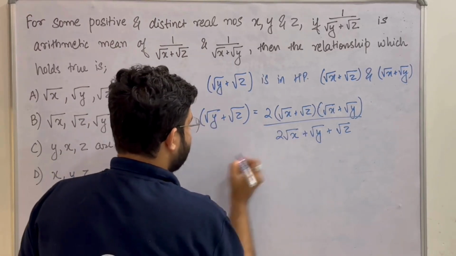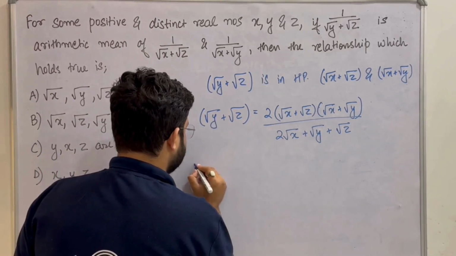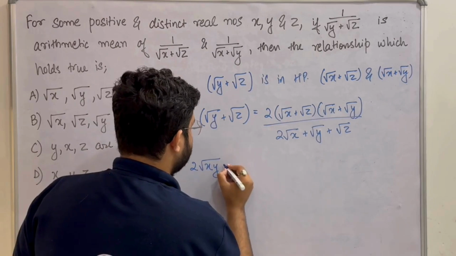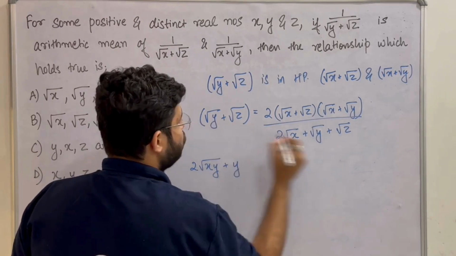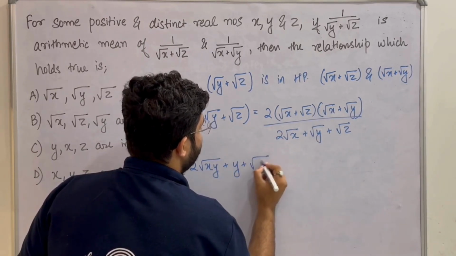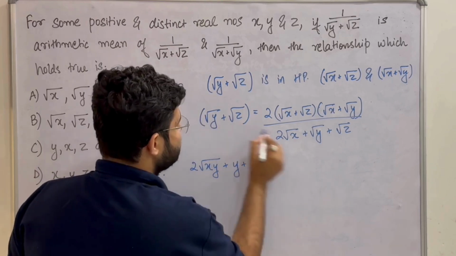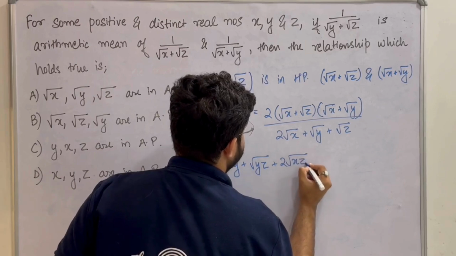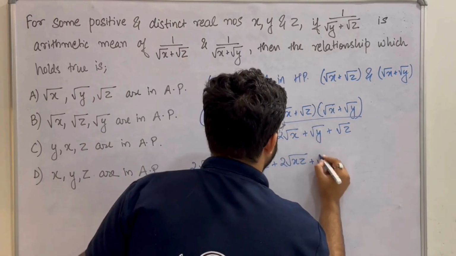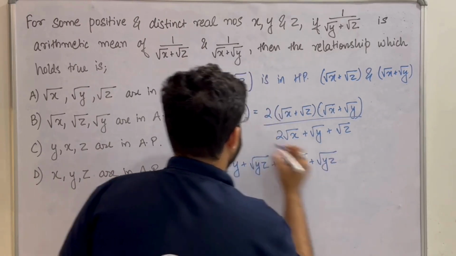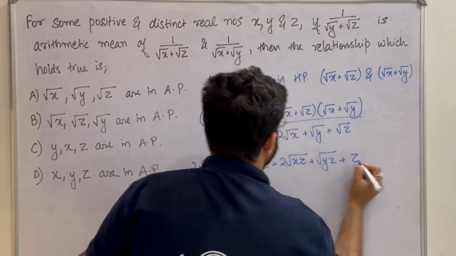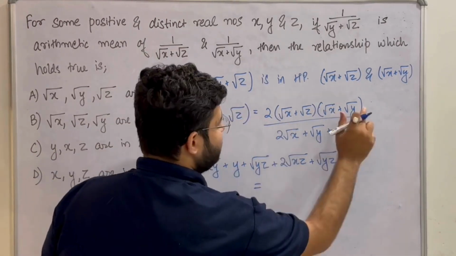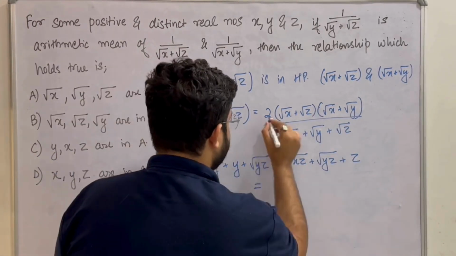Okay, root y multiplied by 2 root x. So we get 2 root xy. Root y with root y gives me a y. Root y with root z gives me a root yz, right? Similarly, this one gives me 2 times root xz. This gives me root xy, root yz, and this one gives me a z. So we have cross multiplied, we have got these things. This will be equal to, we'll start multiplying these, right?